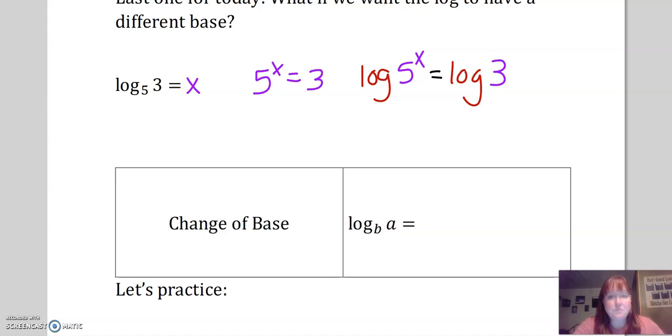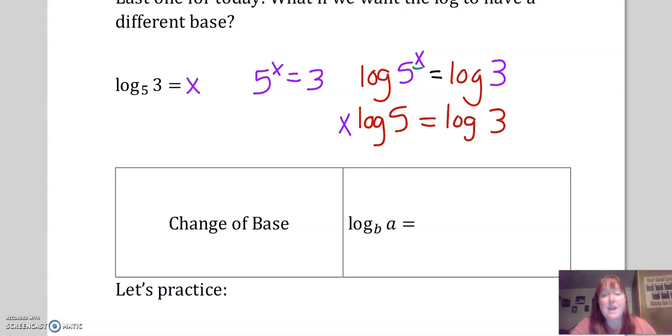So then we know from the power rule that when I take the log of both sides of a function, this exponent right here can come down in front. So I end up with x times log of 5 equals log of 3. Okay, now I'm still trying to get x by itself. I'm still trying to figure out the answer to this log, right? So I'm going to divide both sides by log 5.